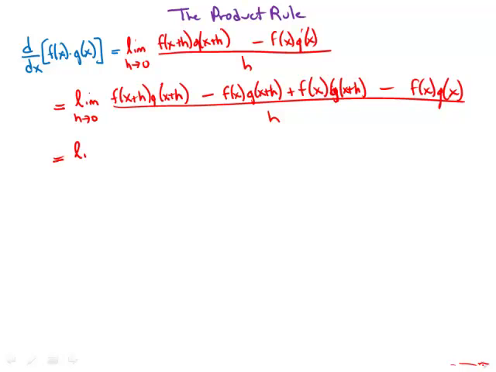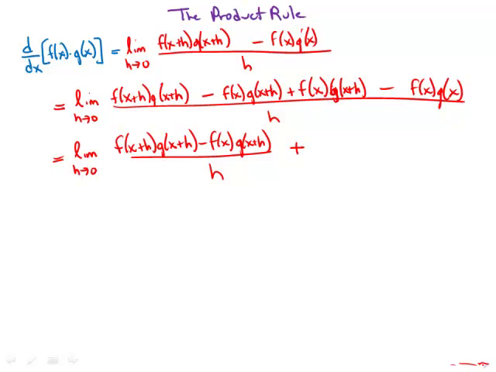Well, it turns out if I do that, I can be very clever and divide this into two separate fractions. So we have f of x plus h, g of x plus h, minus f of x, g of x plus h, that piece over h. And then separately, I'm just going to have a whole other fraction, f of x, g of x plus h, minus f of x, g of x, all over h.